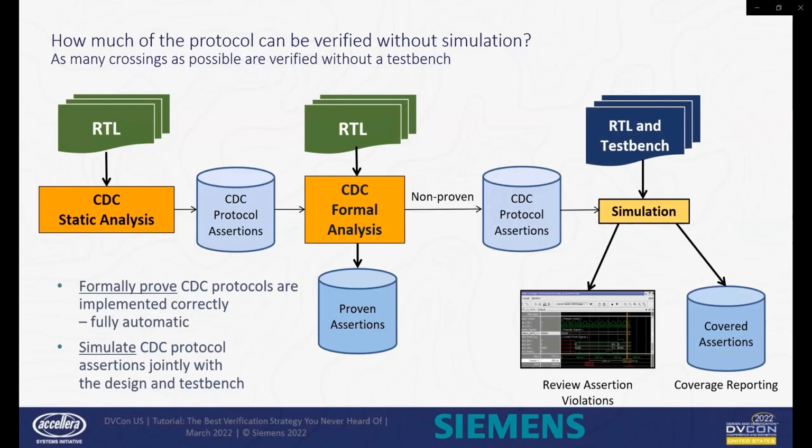In those scenarios, these assertions are either covered or they are not. If they are not, the verification is incomplete and additional testing is needed.